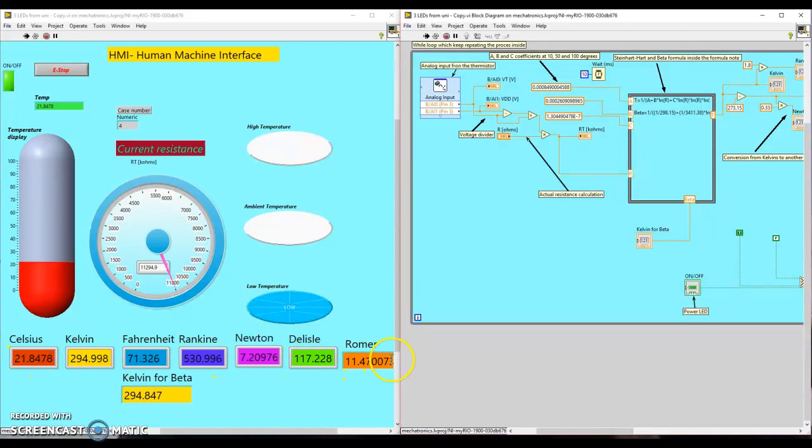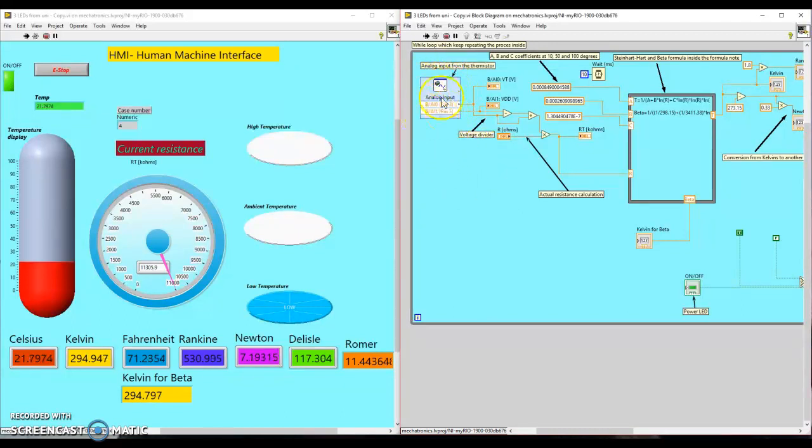The top line represents the Steinhart-Hart formula, while this Kelvin for beta formula shows us the difference between those two. On the right hand side we've got the program, the graphical representation of this program.